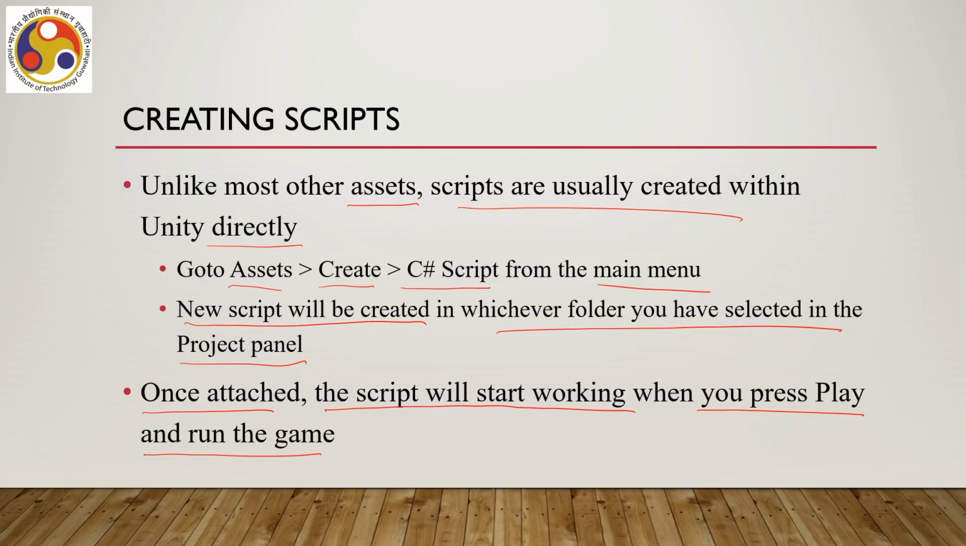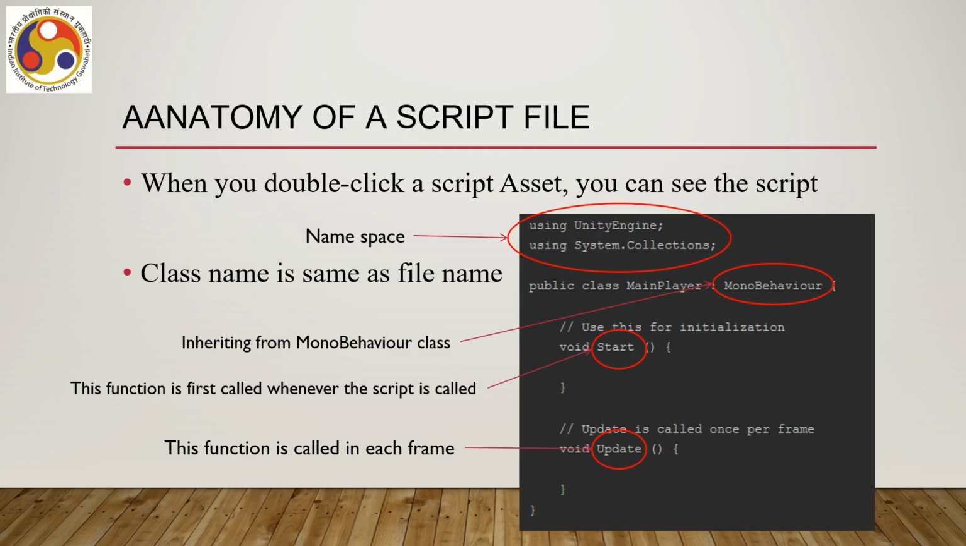So, how does a script file look? Let us have a look at the anatomy of a scripting file. When you double click on a script asset, you will be able to see the code within the script file. It has a top component, that is the namespace, where you can see this type of syntax used: using UnityEngine, using System.Collections. These are some of the options available to a writer of a script. Now, the class name is the same as the file name.